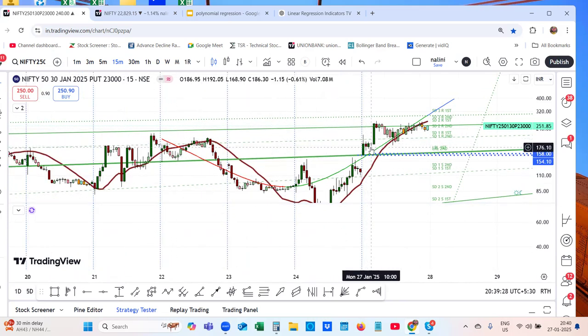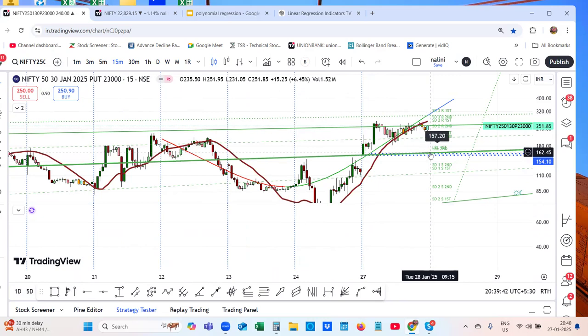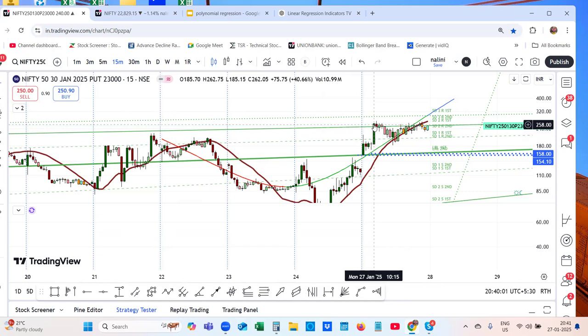So when the price came and tested this polynomial regression line, that is the green line, and the dark, straight linear regression line, it points to 157. If I place the cursor on the polynomial regression line, you are getting the reading of 163. So when price comes and tests this level, you could have taken a position and closed it when it hits the linear regression upper channel.